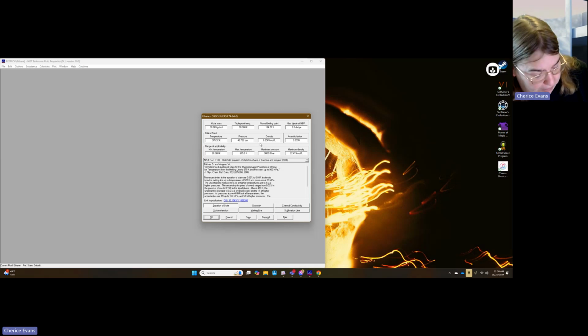22.419 moles per liter is the maximum density, and that gives me a reduced density of 22.419 divided by 6.8569, or 3.27. So that kind of gives me the range of my equation of state.